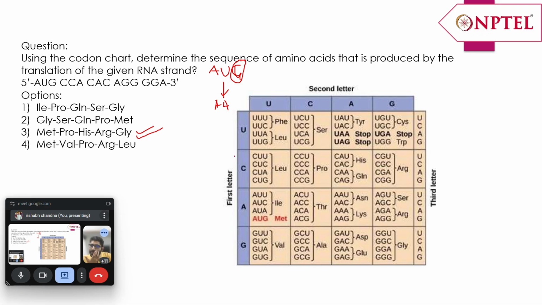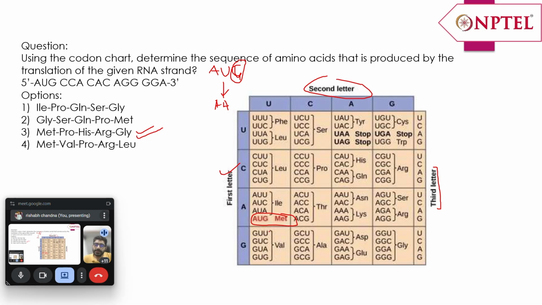Okay, so what will happen? The first letter would be written on the left side, the second letter would be written in the middle, and the last one would be written on the right side. Okay, and as we combine these three, we'll form one codon that codes for one particular amino acid. So, for example, here we have AUG. Okay, so AUG codes for methionine.